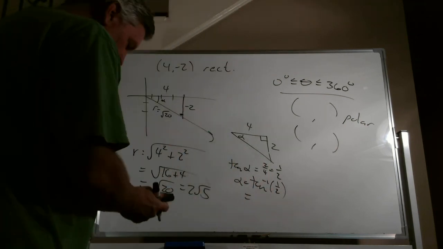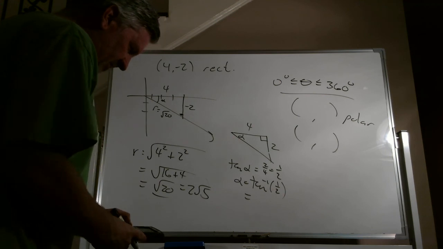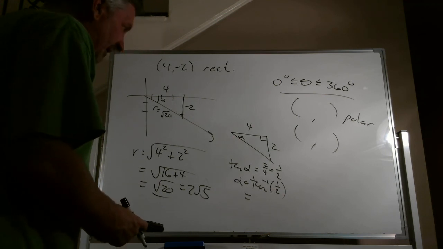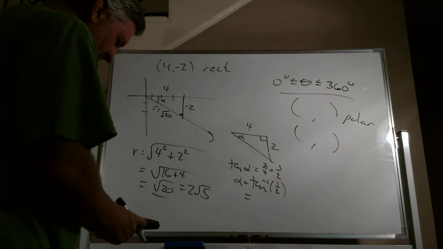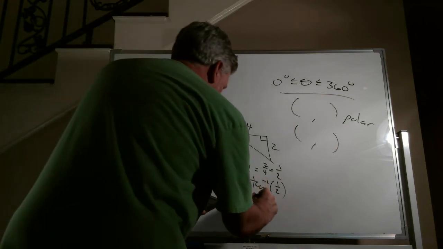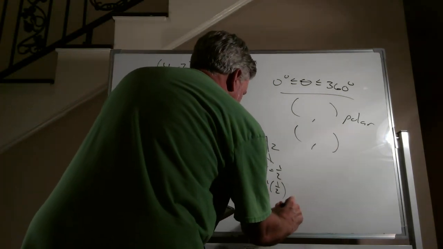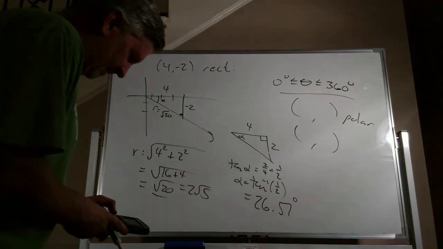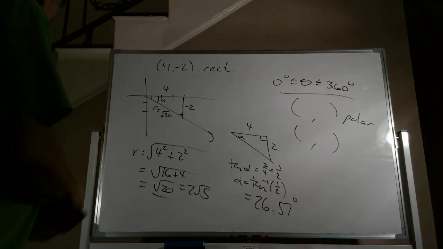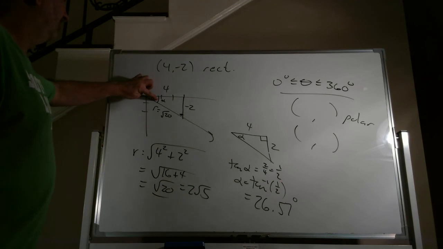And they wanted the answer in degrees. Make sure I'm in degree mode, which I am now. So tan inverse of 1/2 is, I'm going to round a couple places, 26.57 degrees if you round to 2 places. 26.57. Now that's the angle right here.